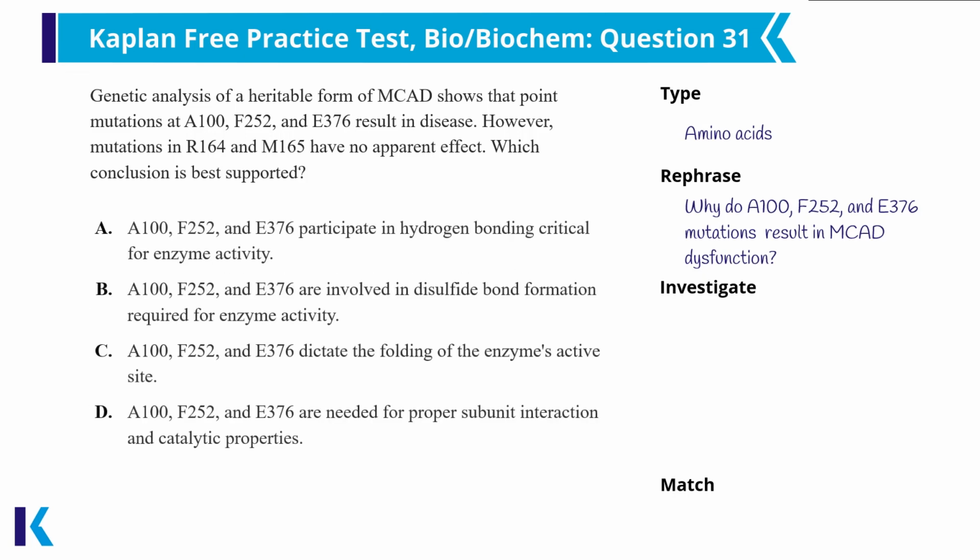Before I take a closer look at the answers, I think it's worth exploring if there's a pattern in the amino acids, because I know from experience that MCAT questions like to test amino acids based on their side chain properties. I know that A is alanine, which has a methyl group for its side chain. F is phenylalanine and has a phenyl group, and E is glutamate and has a carboxylate side chain.